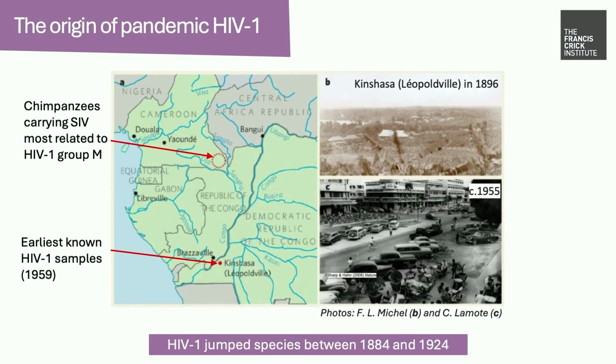Well, some of the earliest known reports of AIDS, although they didn't call it AIDS at the time, came from West Central Africa, which is shown here on the left in this map. And some of the earliest verified samples of HIV came from a man who had blood samples taken in 1959 in a town called Kinshasa, which is the capital of the Democratic Republic of the Congo. And that's shown in this red dot here on the map.